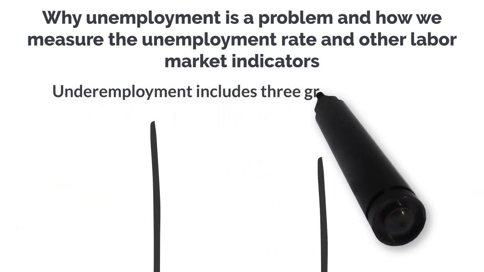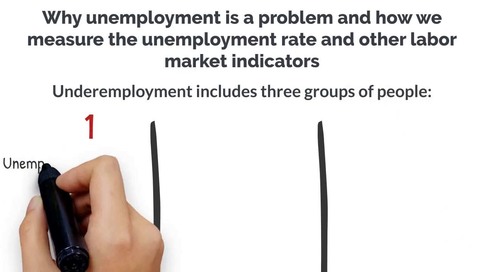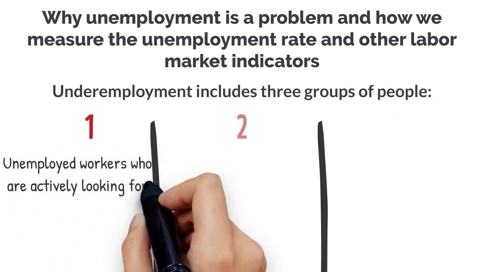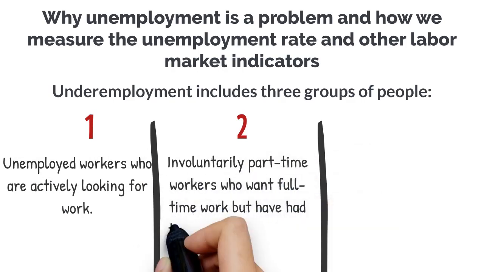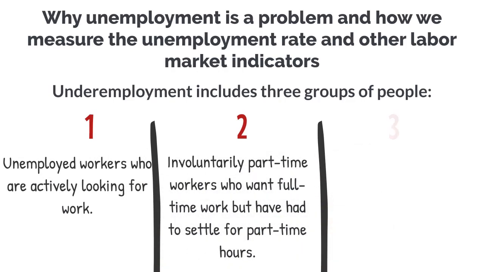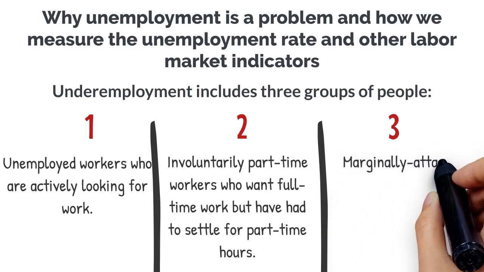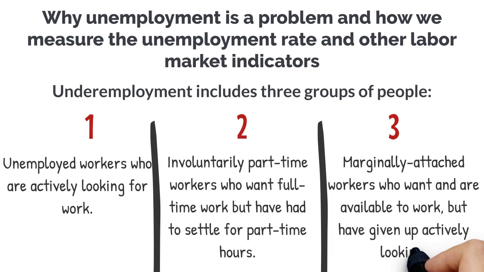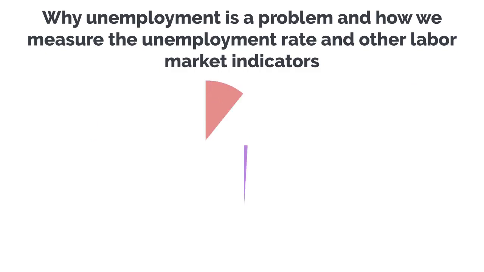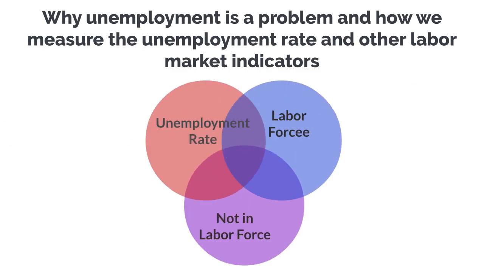Underemployment includes 3 groups of people: unemployed workers who are actively looking for work, involuntarily part-time workers who want full-time work but have had to settle for part-time hours, and marginally attached workers who want and are available to work but have given up actively looking. Together, these 3 groups provide a more comprehensive measure of slack in the labor market.